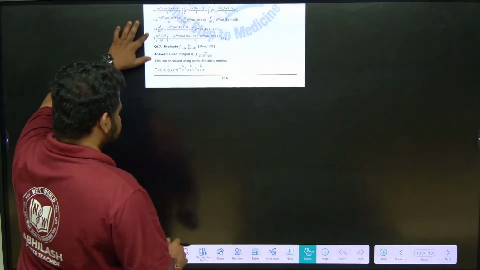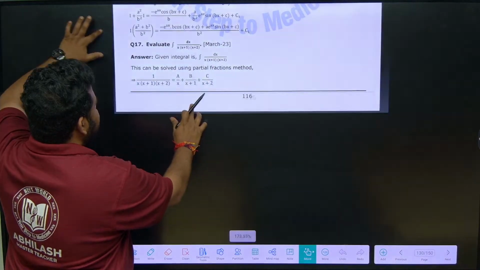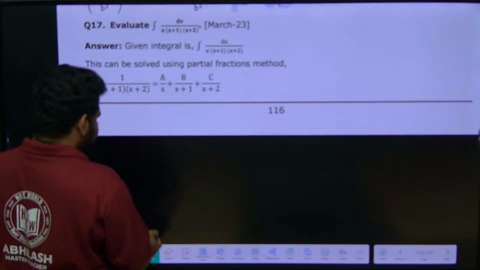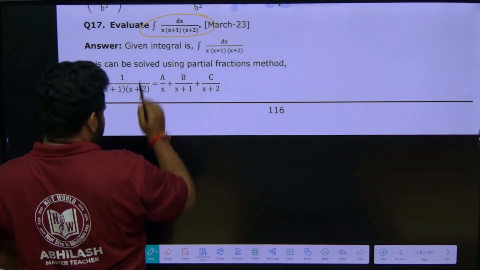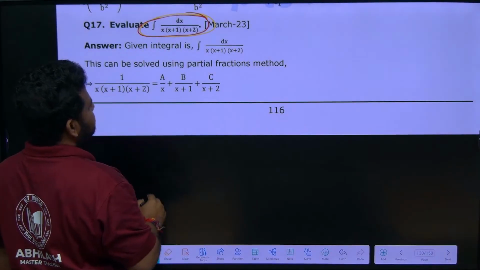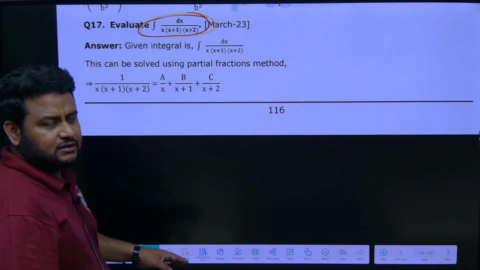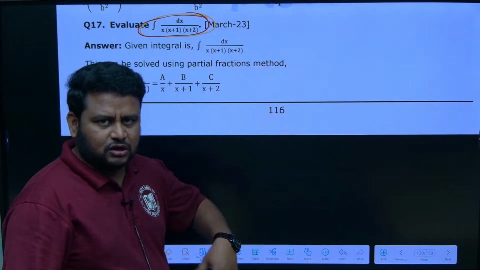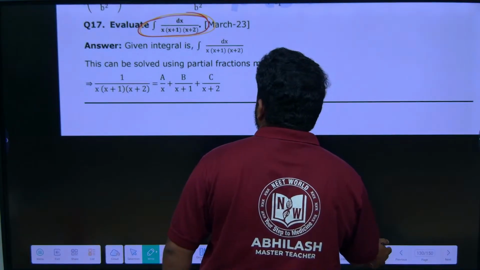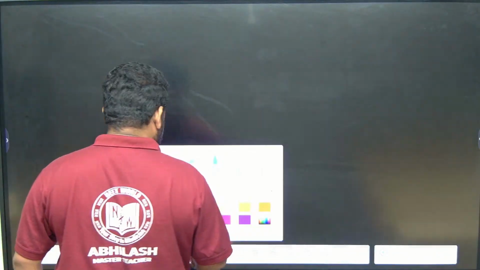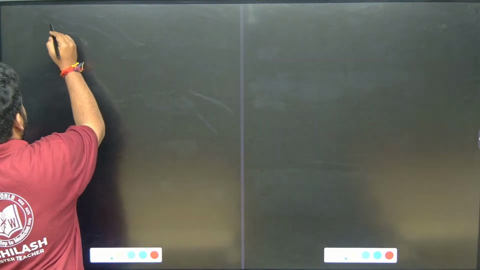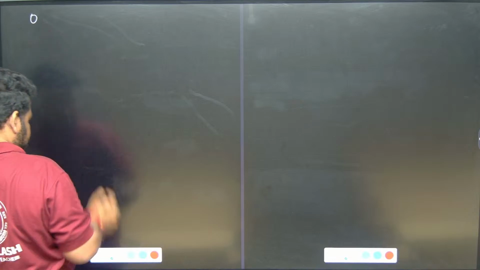So see here, they are asking us to evaluate this one: the integral of 1 by x into (x plus 1) into (x plus 2). So we have to evaluate this. One question we will solve so as to understand how to do integration by partial fractions. What is the question that they have given? Integration by partial fractions. The question that they have given is, so see here.